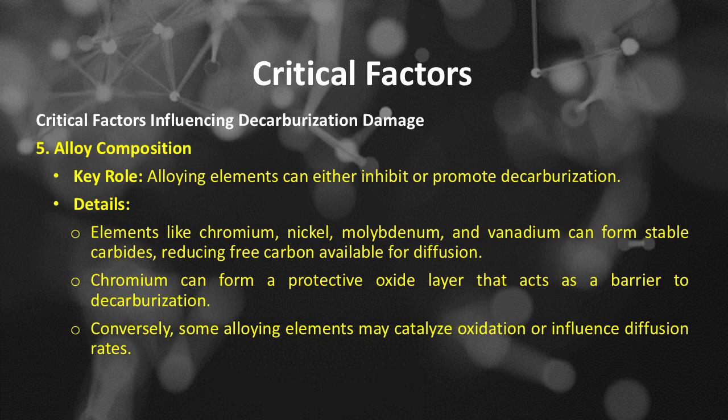Number 5 of the critical factors influencing decarburization damage is alloy composition. Key role: alloying elements can either inhibit or promote decarburization. Details: elements like chromium, nickel, molybdenum, and vanadium can form stable carbides, reducing free carbon available for diffusion. Chromium can form a protective oxide layer that acts as a barrier to decarburization. Conversely, some alloying elements may catalyze oxidation or influence diffusion rates.